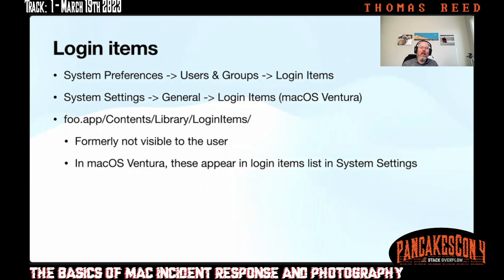But this is really easy to abuse by adware and malware. And it's really pretty good for that purpose, because on all previous versions of macOS, these really weren't visible to the user at all. You might not know that these things were there or running. Fortunately, in macOS Ventura, Apple now makes these appear in the login items list in system settings. So that is one really beneficial change in Ventura. You have this one list now that will show you basically everything. None of these things are hiding anymore.